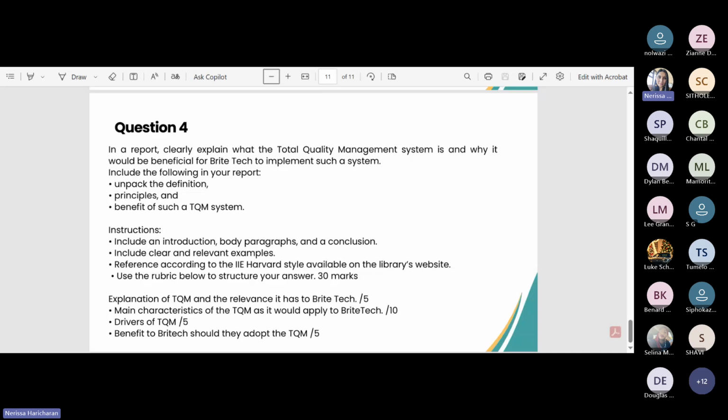So it says here, instruction, include an introduction, body paragraph, and a conclusion, right, which I've mentioned already. Include clear and relevant examples, right? You have to provide examples. It is very, very important. It's not just a theory essay. It is an application-based essay. Reference according to a Harvard style, available on the library's website. I need to also, and I did discuss this in our first national support session, in-text referencing is absolutely important.